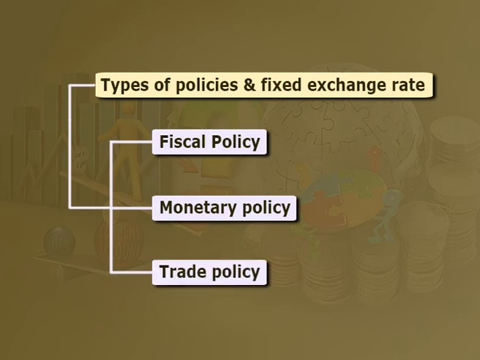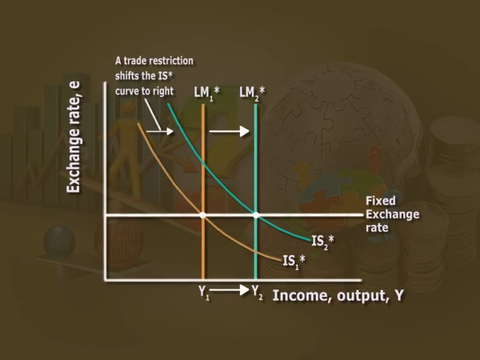Now, let us have a look at trade policy. Let us suppose that the government reduces imports by imposing an import quota or a tariff. This will shift the net exports schedule to the right, and consequently there will be a shift in the IS* curve to the right. The graph shows that a tariff or an import quota shifts the IS* curve to the right. This induces an increase in the money supply to maintain the fixed exchange rate, and hence aggregate income increases.